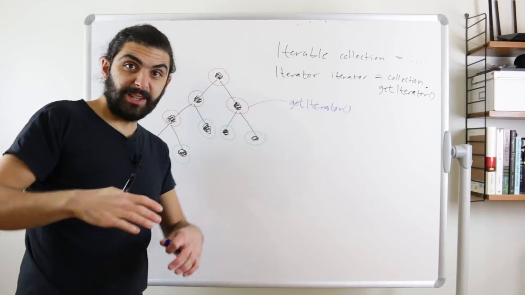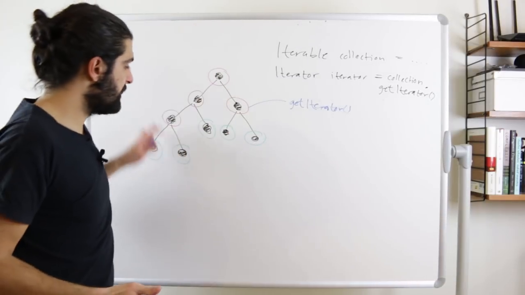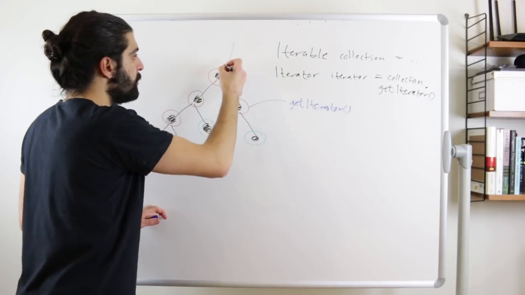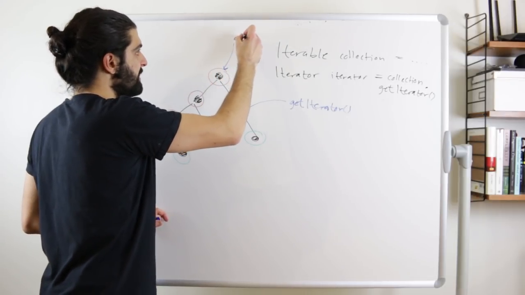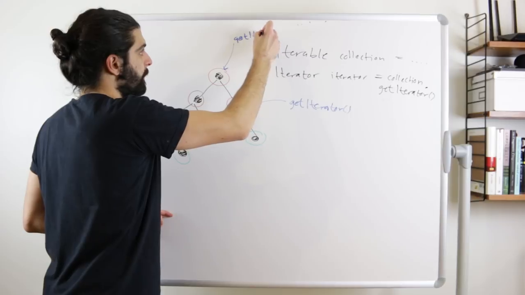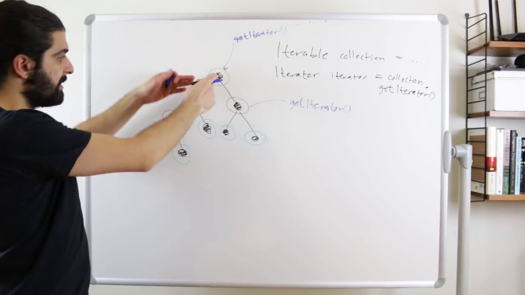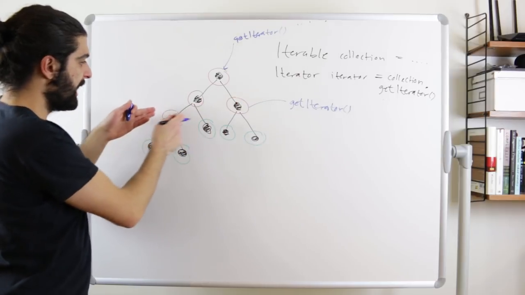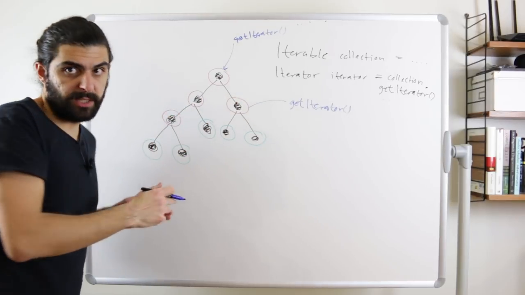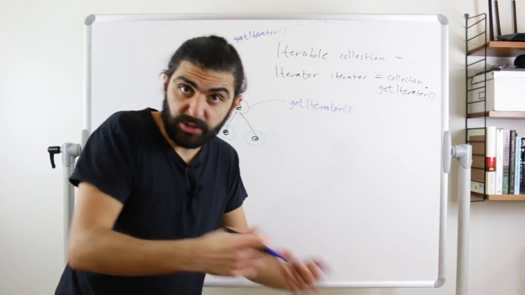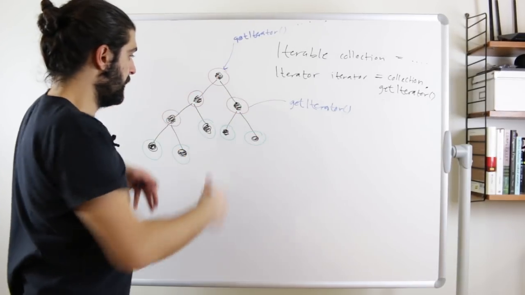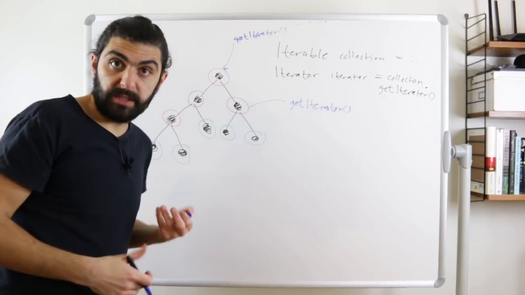So using recursion, using this composite structure, we can ask the outermost node, the root node, for its iterator. And it will somehow ask this for its iterator and this for its iterator, and they will in turn ask their children for their iterators, and they will in turn ask their children for their iterators, when we are iterating over this structure.